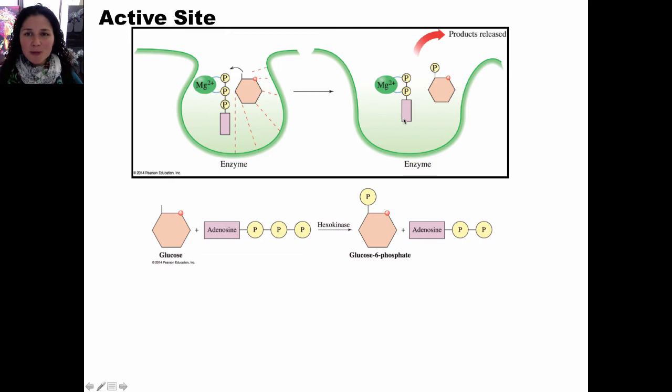Once the products are formed, they don't fit well in the active site anymore, and therefore they are released, and the reaction can happen all over again once a new molecule of ATP and glucose bind in the active site.